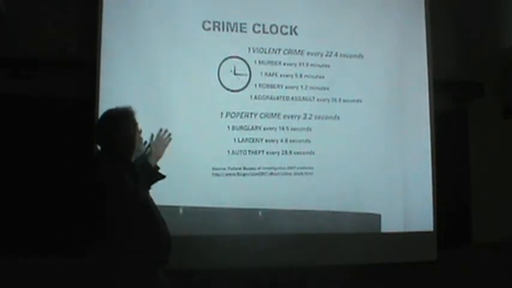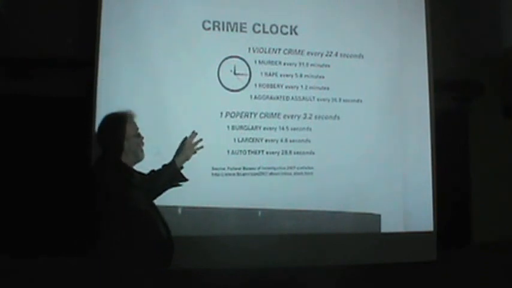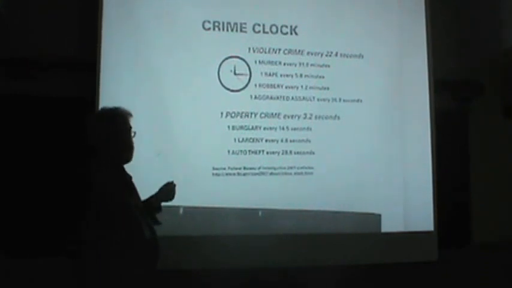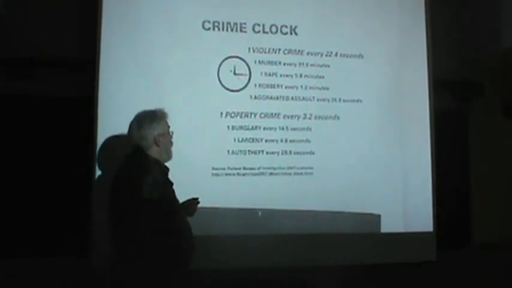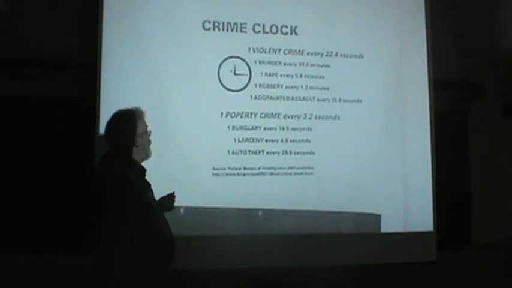Let's start out with rhythms and talk a little bit about our little crime clock. This crime clock kind of gives you a sense of how frequent different kinds of crimes are. If we start out looking at violent crimes, by the way, we're looking at data here from 2007. This is UCR data from the FBI.